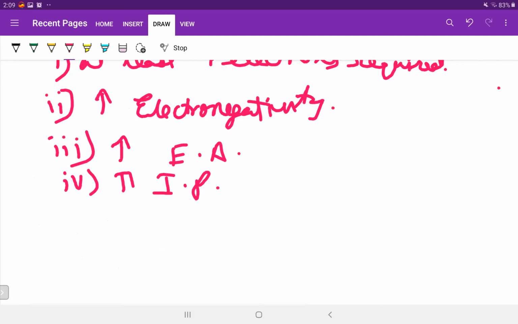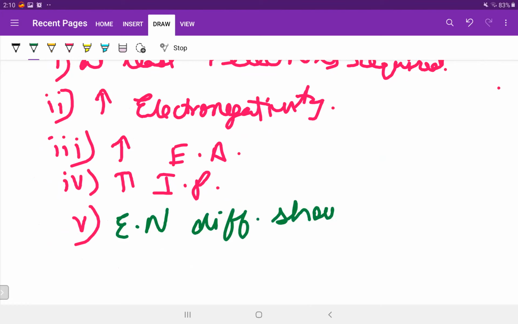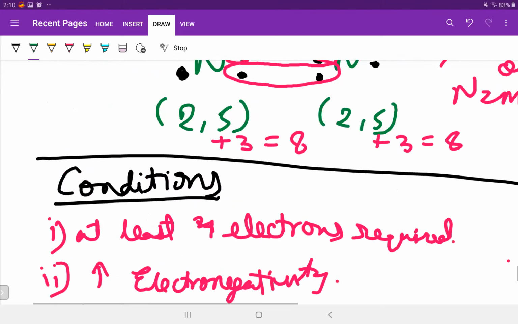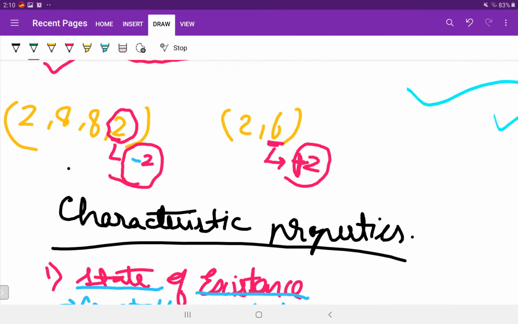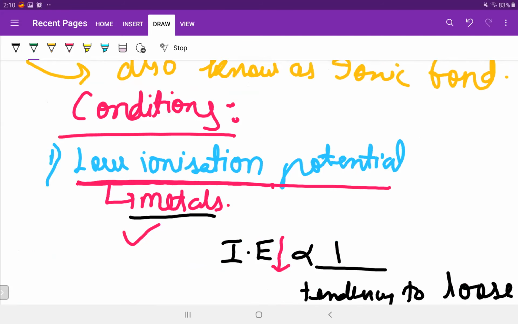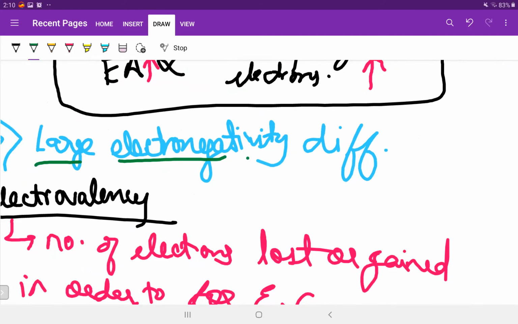And then in that we have read that the electronegativity difference should be high, isn't it? But here there's a slight change: the electronegativity difference should be low, 0 or negligible. So let's see what we have written there. In the conditions we have written that it should have a large electronegativity difference, yes or no? But in covalent we have written what?